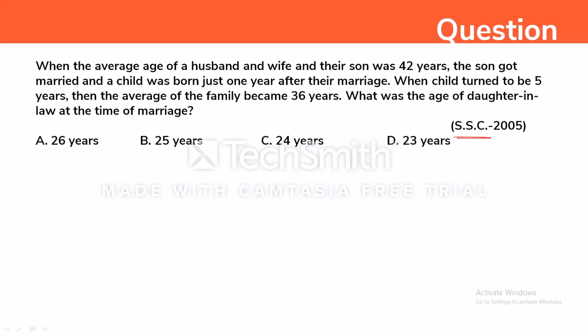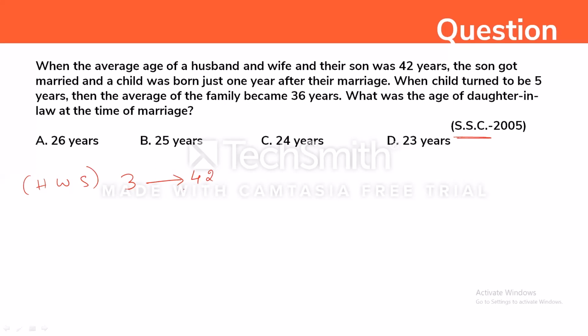The average age of husband, wife, and their son. In total how many members are there? Total three members. Who are those? Husband, wife, and son. Three members are there. The average age is 42 years.